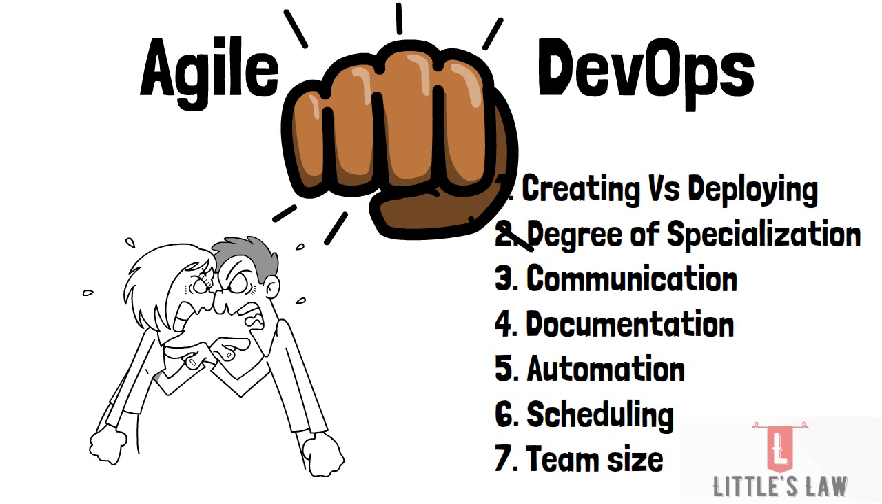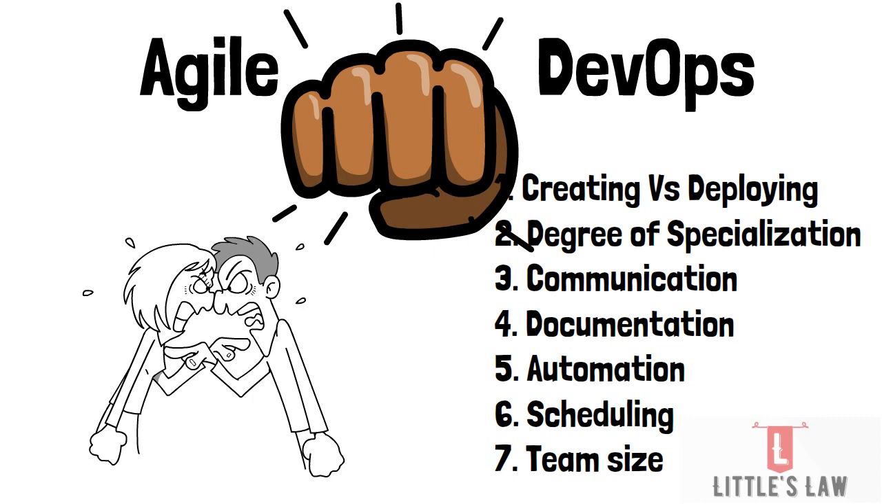The third difference is communication, where Agile teams usually have daily meetings, but DevOps teams don't need to meet daily. When it comes to documentation, Agile doesn't place a heavy focus on documentation, but DevOps takes documentation very seriously. And when it comes to automating processes, Agile doesn't prioritize automation, but it's a critical priority that enables more productivity in a DevOps framework.